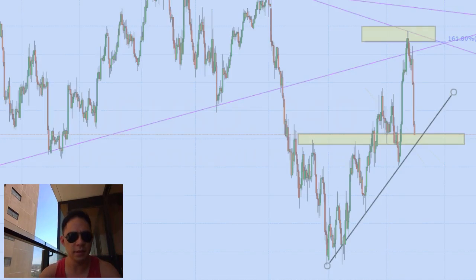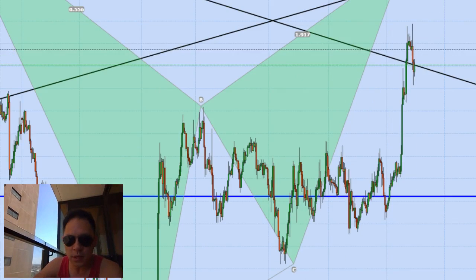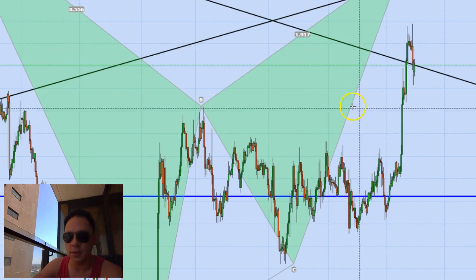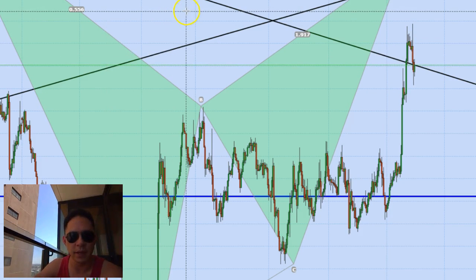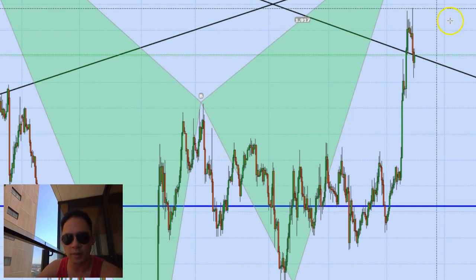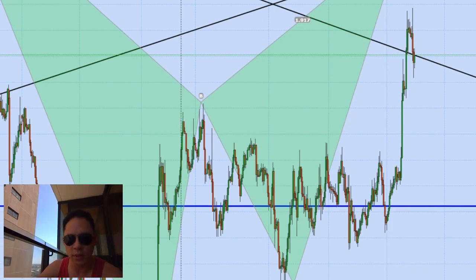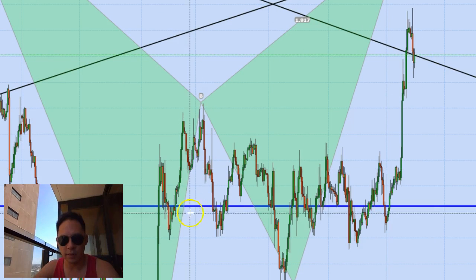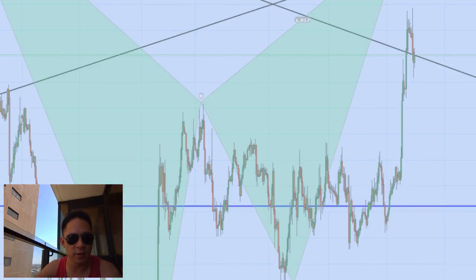Euro USD. Euro USD had a rally as well. Mainly, again, everything's been because of the weakness in the US dollar. I'll talk about that later in another video probably. But yeah, a crazy rally there, if you look on the daily chart.